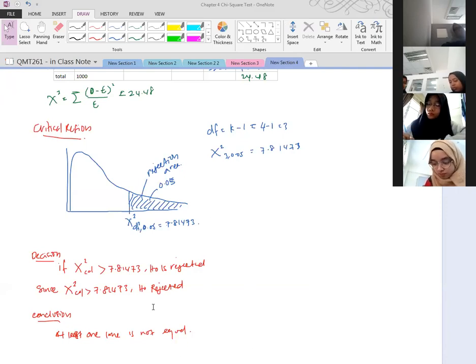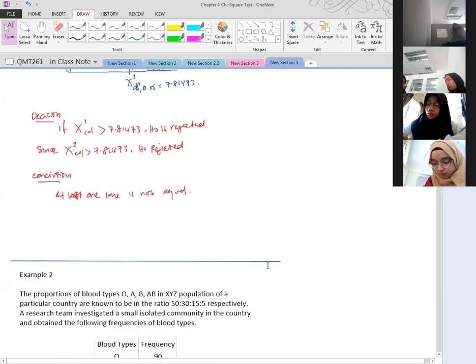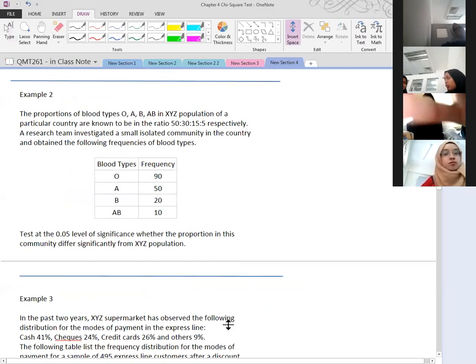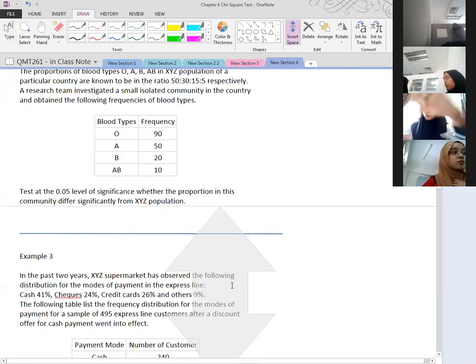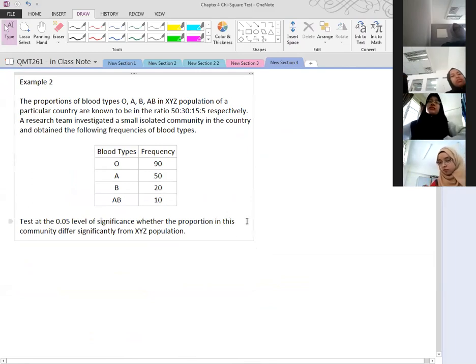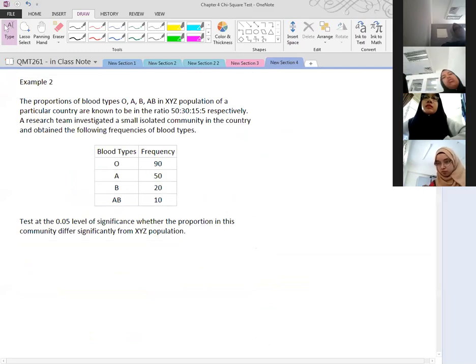Right, so let's move to the next example. We try to finish by today. Example number 2, same process, right? Now this is quite different compared to example number 1, right?